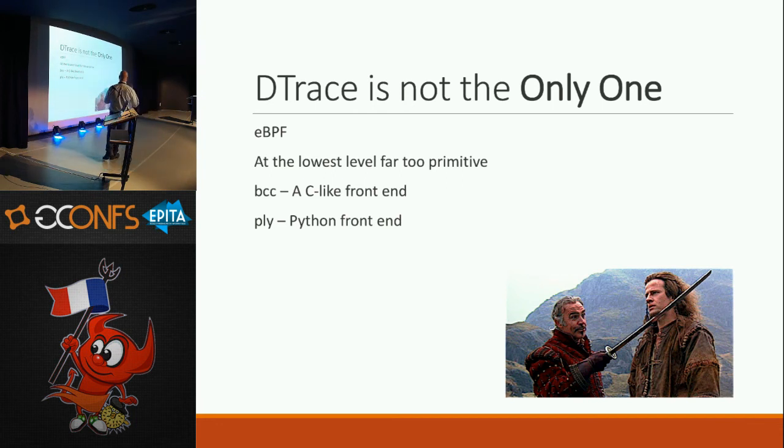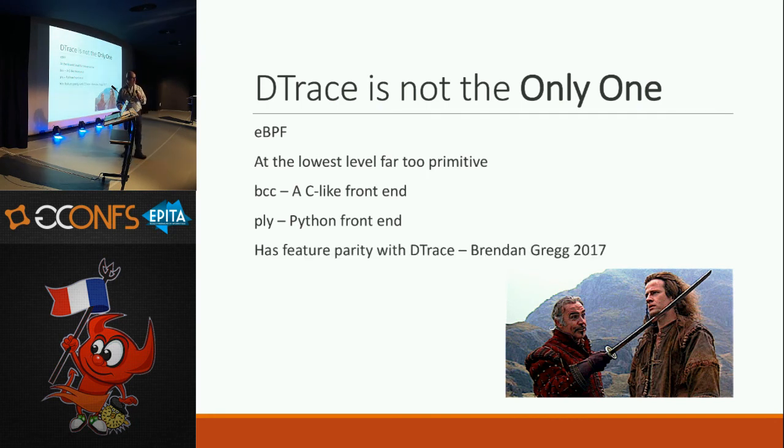So you want something like Python, or maybe you'd like Lua, but you want a higher level language that gives you something that's readable after 15 minutes. So DTrace now has competition from eBPF and all of these other things, BCC and PLY, which are built on top of eBPF. According to someone who actually is in the audience, and we'll be talking later, eBPF now has feature parity with DTrace. So we've got serious competition. There cannot be only one.